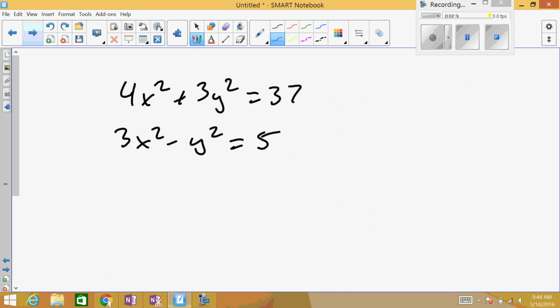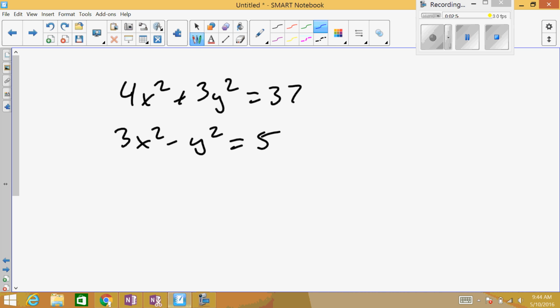So these two are a little different. I've got x squared components, I've got y squared components. When I write them in this form, it looks like things work out pretty nice. I've got an ellipse, and I've got a hyperbola, addition, subtraction. I'm going to use elimination or linear combination.